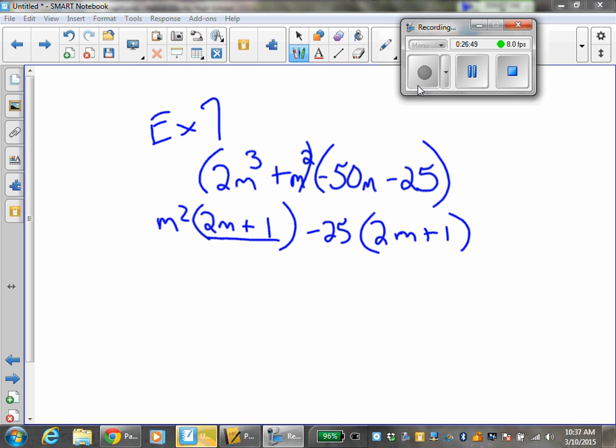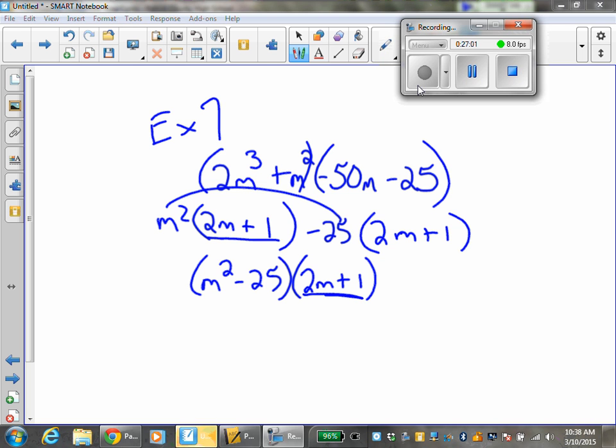Okay? From there, you throw it in a pot. What are we going to put in the pot? M squared minus 25 times quantity of 2m plus 1. Am I finished? No. Can this guy go further?